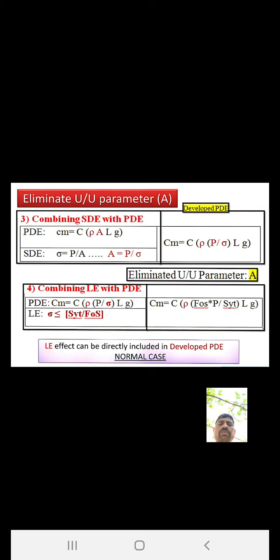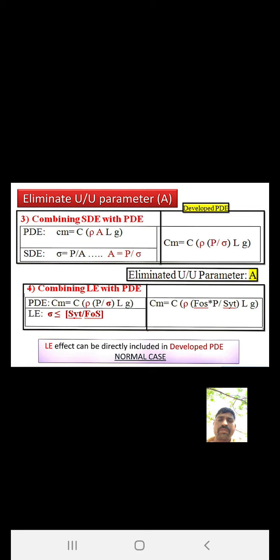and the secondary design equation, sigma is equal to P by A. We can calculate with the help of the secondary design equation, area A is equal to P by sigma. Put that in equation 1, the PDE, equating those two equations. Okay, Cm is equal to C into rho into, putting the value of area P by sigma, into L into G. Okay, and we eliminated that U oblique U parameter, unspecified and unlimited parameter A.